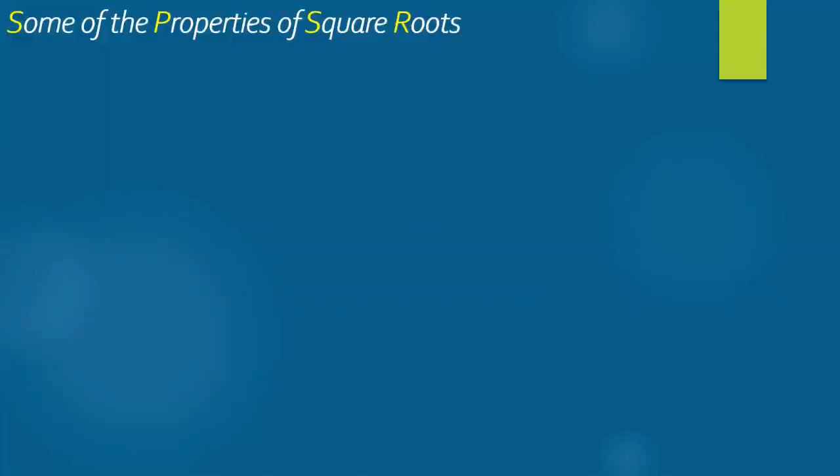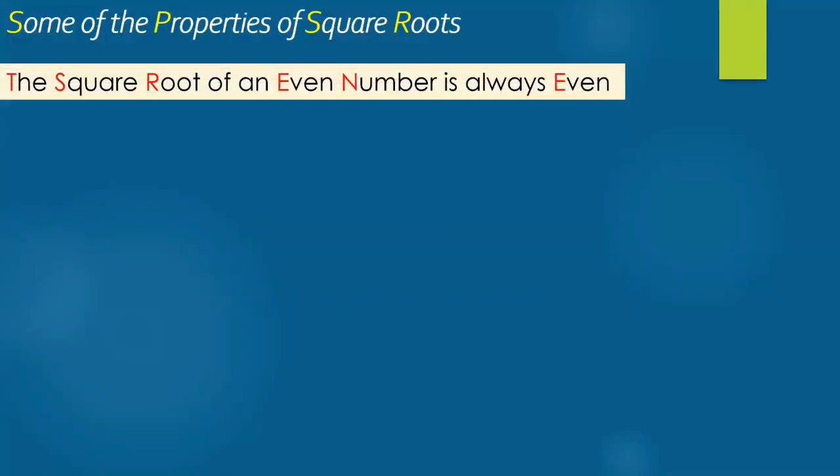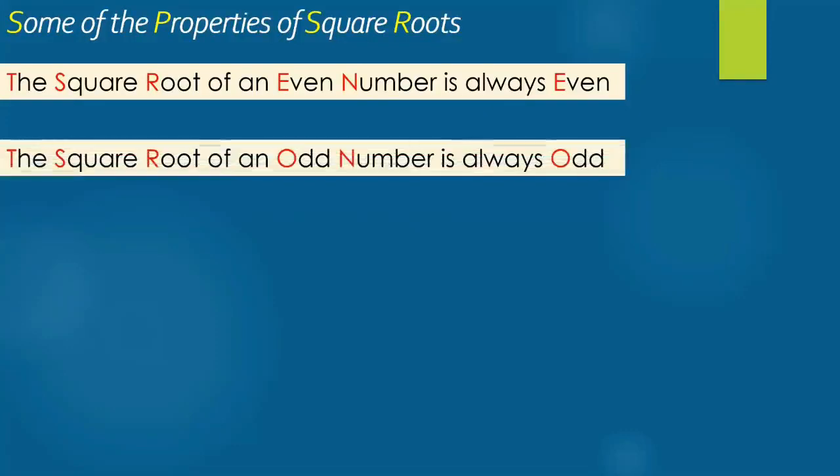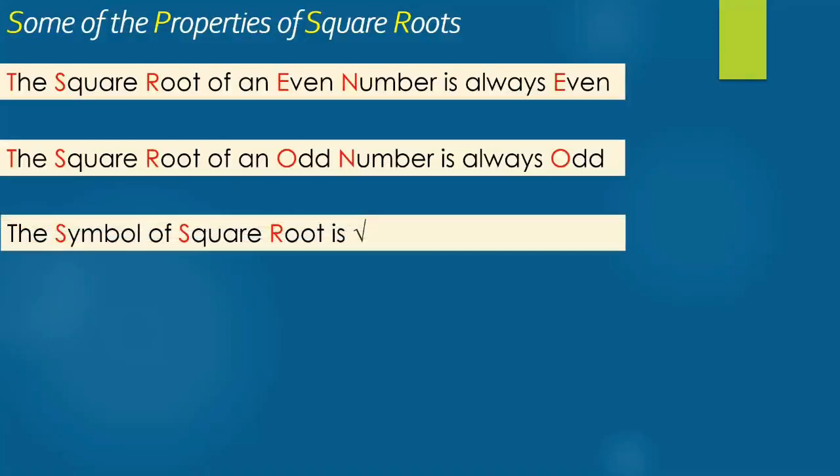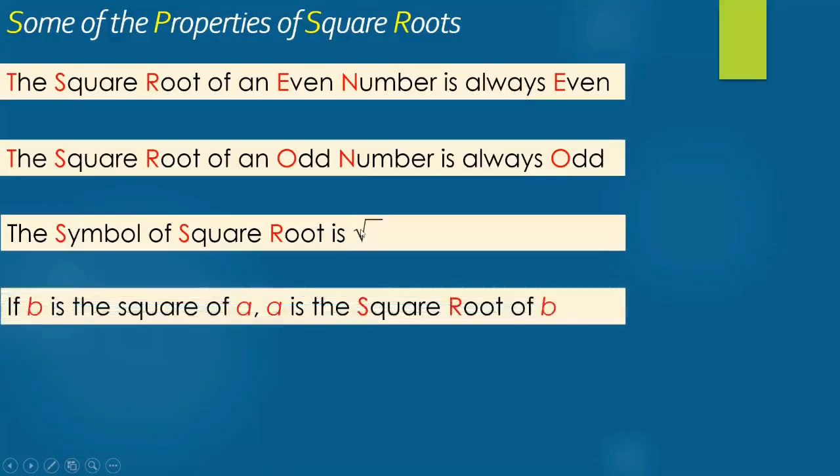So, let's see some of the properties of square roots. The square root of an even number is always even. The square root of an odd number is always odd. The symbol of square root is this. And if b is the square of a, then a is the square root of b.